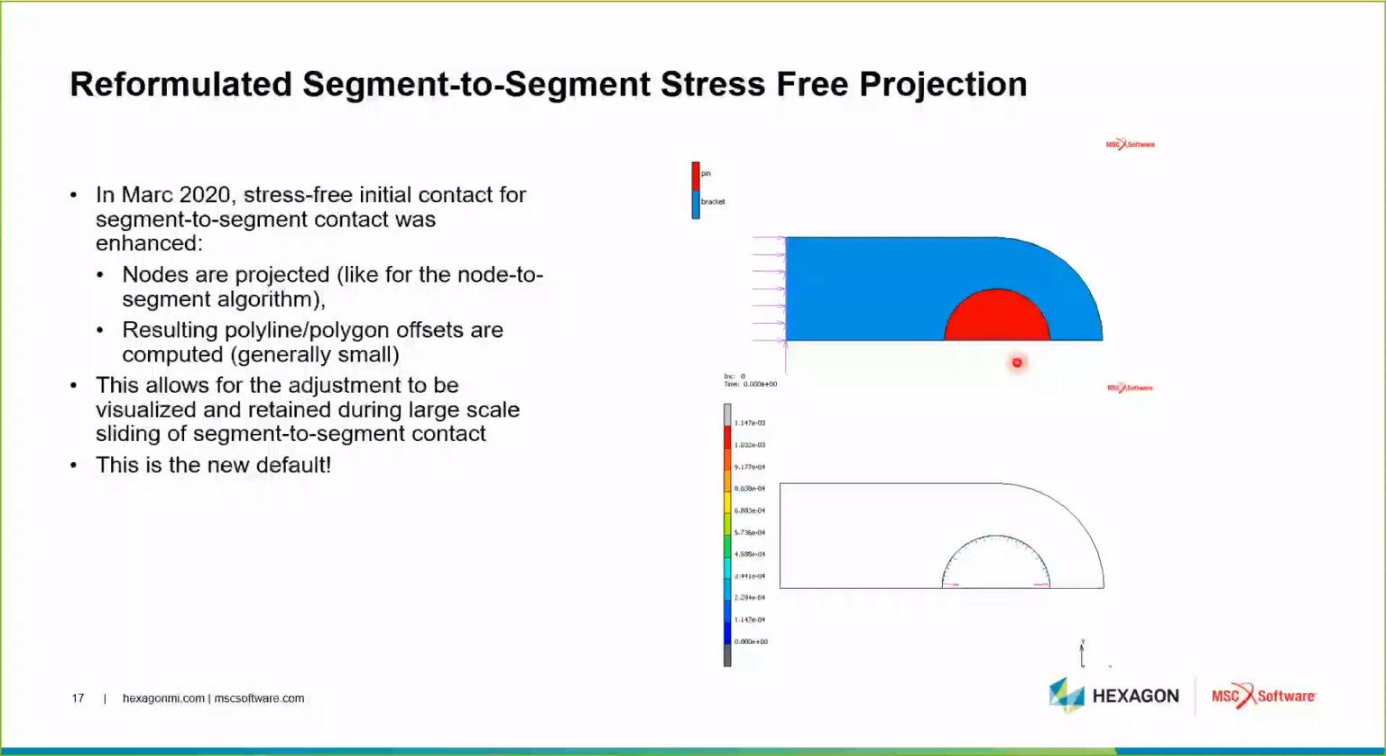So we revisited this, and now the new stress-free initial contact has similar capability as what you have in node to segment, where you can actually visualize the adjustments and they're retained during large-scale sliding. Imagine you want a perfectly neat fit, but in reality, you have gaps in here, maybe just because of discretization or other aspects. And so you can do the stress-free projection. That's shown here by the arrows and how much it had to adjust each node.